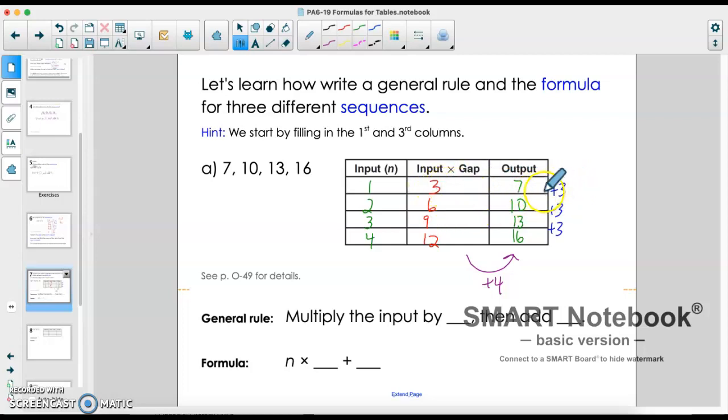So 3 plus 4 gets me 7. 6 plus 4 gets me 10. 9 plus 4 gets me 13. 12 plus 4 gets me 16. So the general rule, and you're going to need to identify this, right? So we've multiplied the input times 3, then we've added 4. So the formula becomes n times 3 plus 4, or I could say 3n plus 4.